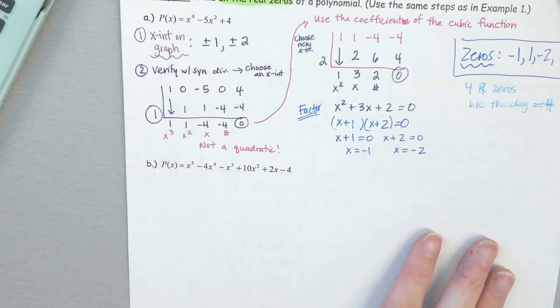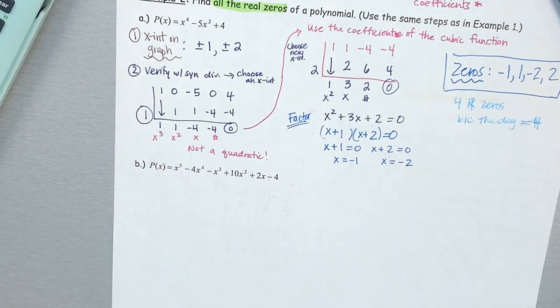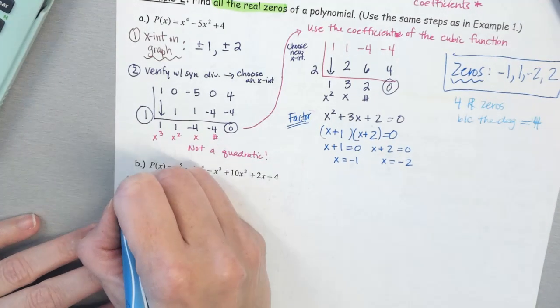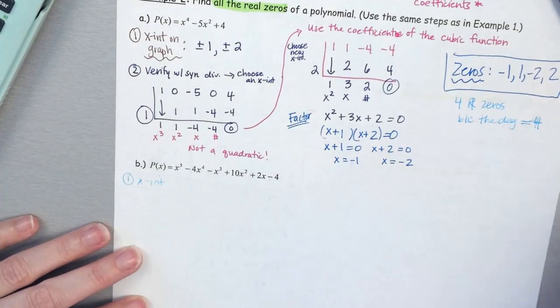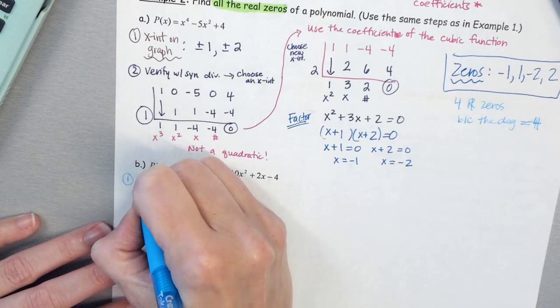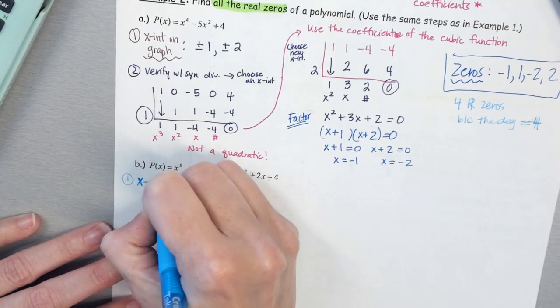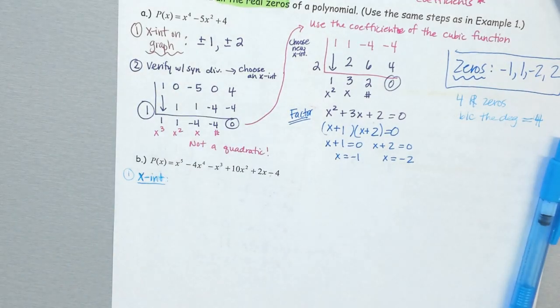All right, now B, this is x to the 5th. Okay, so I want you to go ahead and graph it and find your x-intercepts. Okay, so go ahead and write that down.